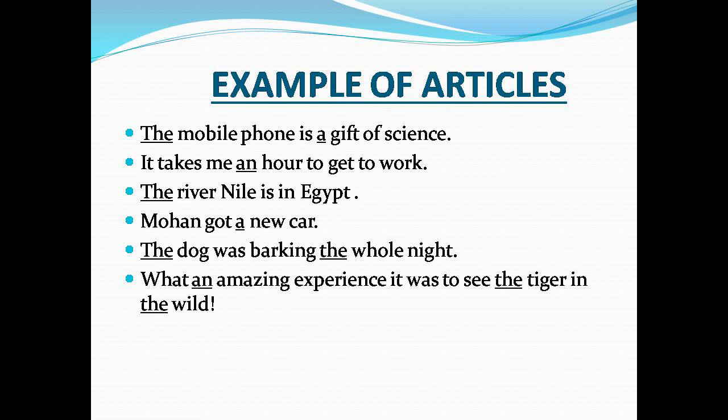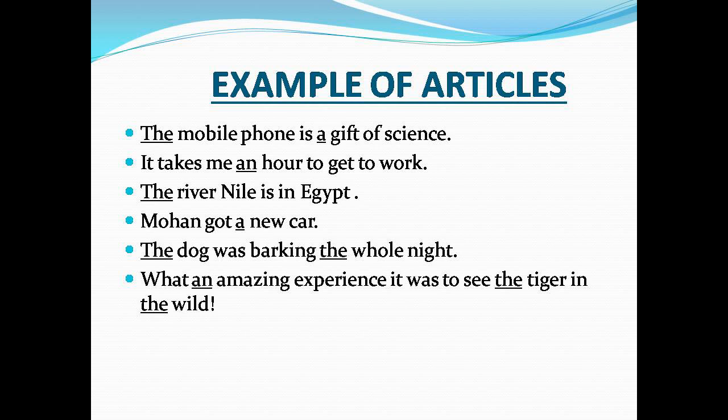Mohan got a new car. So a is an example of an article. A is used before the word new. Next, the dog was barking the whole night. Here, before dog, the is used, because it is specific. So here the specific things are the dog and the whole night.